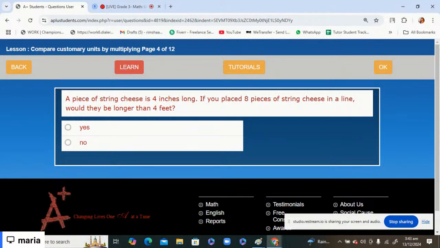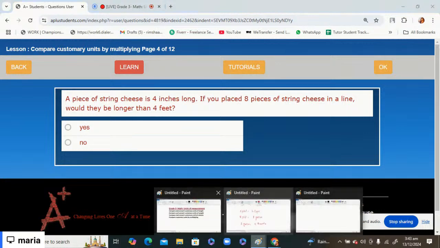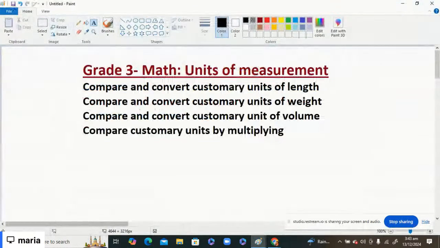Hope you guys understand this lesson as well. So today we discussed grade 3 maths, unit of measurement. This is the name of the chapter. And here is the list of the lessons: compare and convert the customary units of length, compare and convert the customary units of weight, compare and convert the customary units of volume, and compare the customary units by multiplying.